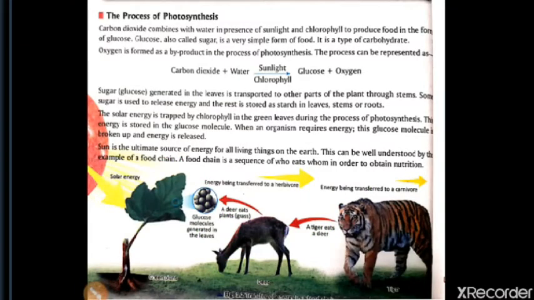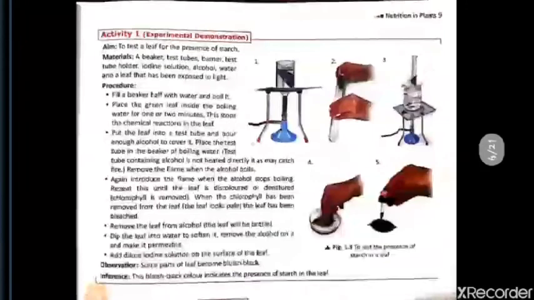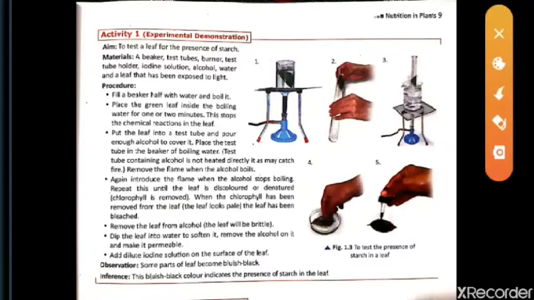So let's see the other pages. In the next page we are having activity 1. That means we are going to perform an activity to test a leaf for the presence of starch. What is starch? Starch is a stored form of energy in the leaf. So we are going to see whether the leaf is having starch or not. It is written very long, so I am telling you in short.